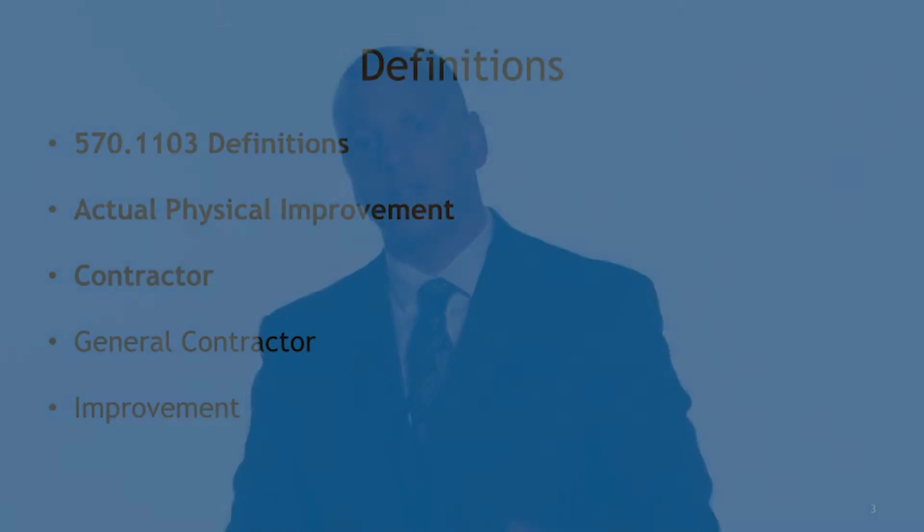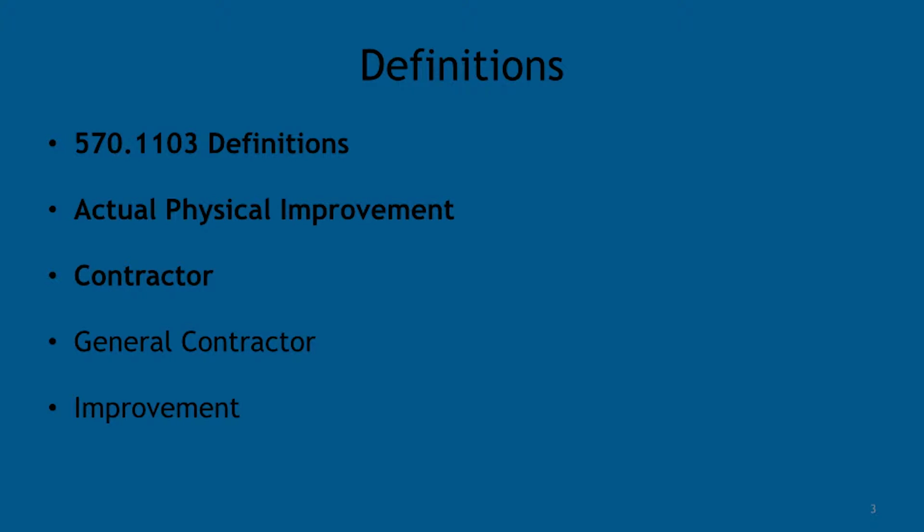So let's take a look first now. We're on section 103 of the Act. Let's take a look at some of the definitions that are going to impact you as the contractor and to find out whether they're going to be acceptable for you. And the first one is actual physical improvement. Are you making an actual physical improvement to the property?